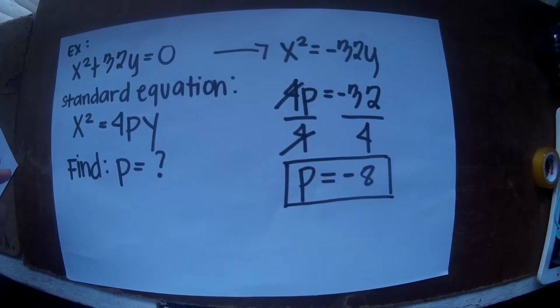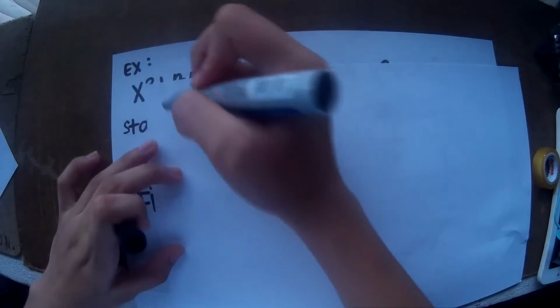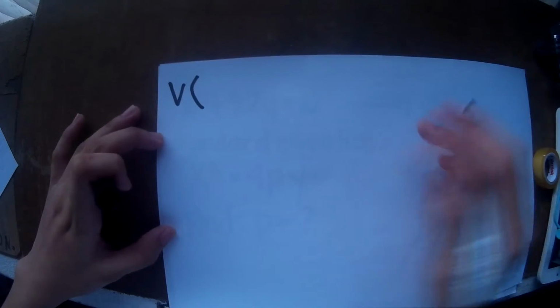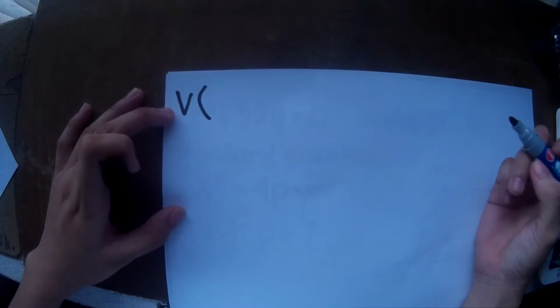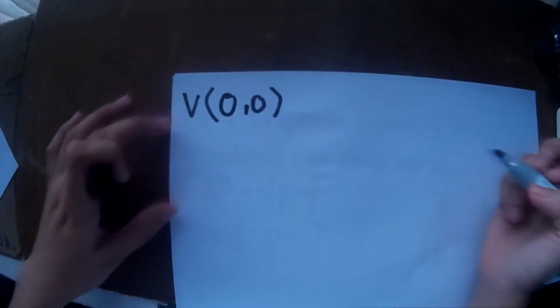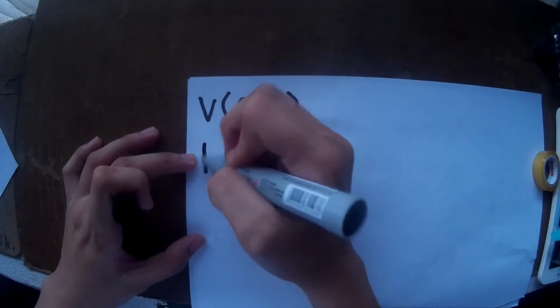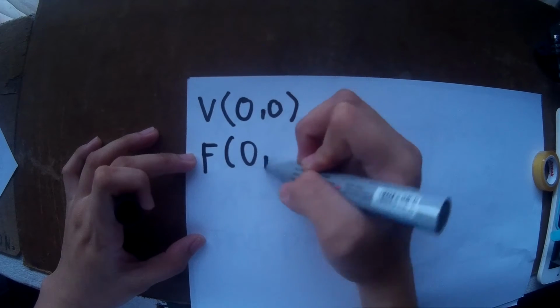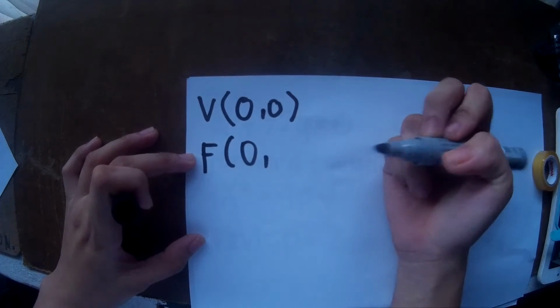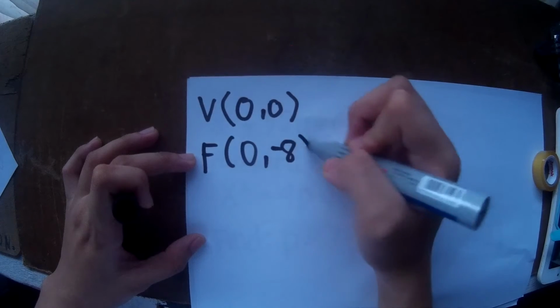So remember, the remark that we are going to use is remark 2. So first, our vertex. Since it's remark 2, we all know that our vertex is at the origin. So it's going to be (0, 0). And we all know that our focus is (0, p). So it's going to be (0, negative 8).